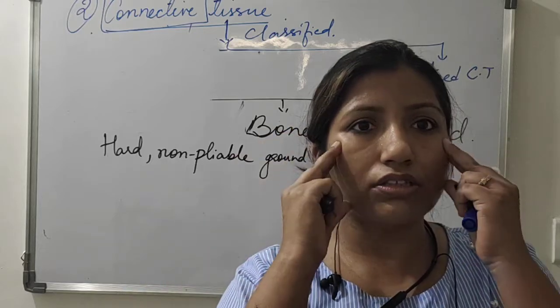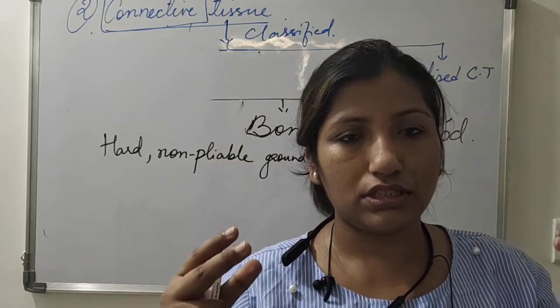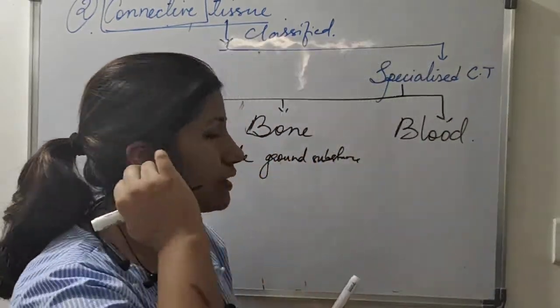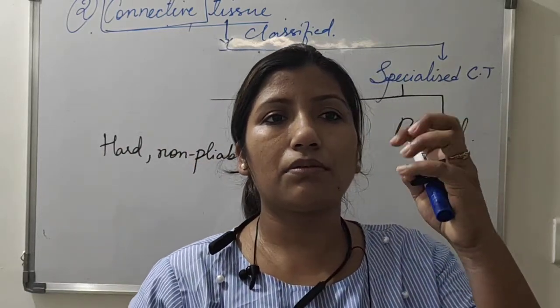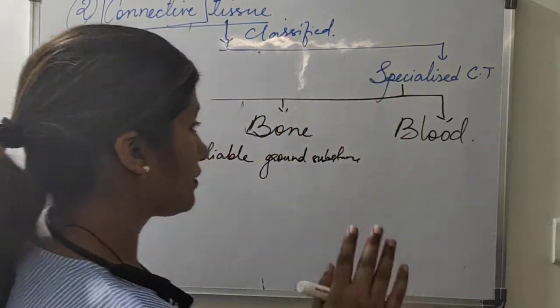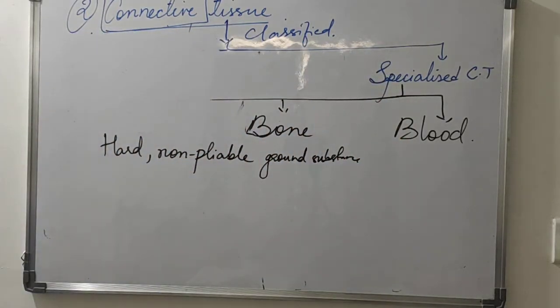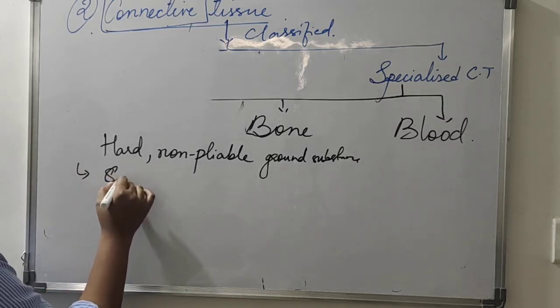But can we bend our cheek? No. Can we bend our skull? No, because bones are rigid. So wherever we can bend our bones, there cartilages are present. In our limbs, we can bend our fingers, we can bend our feet because cartilages are present, and also because of tendons and ligaments. So next, these bones are rich in salts, calcium salts.